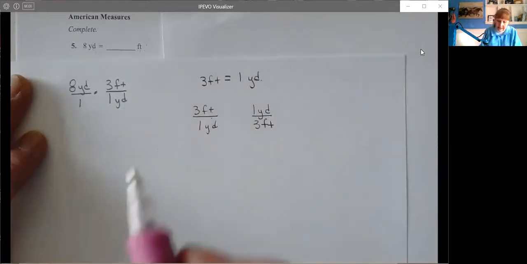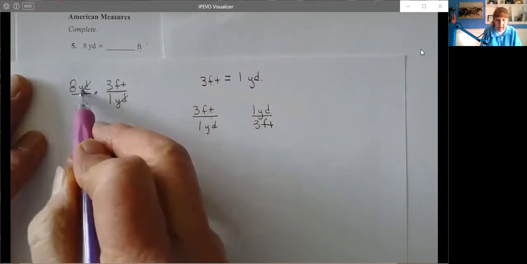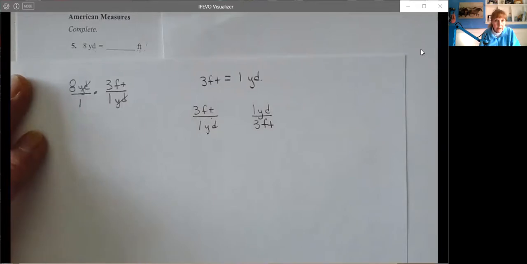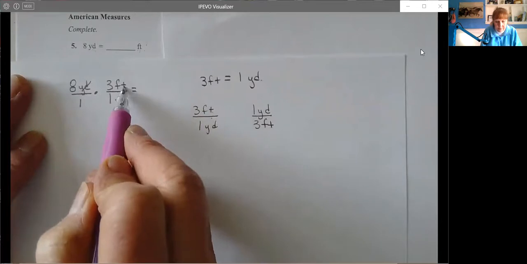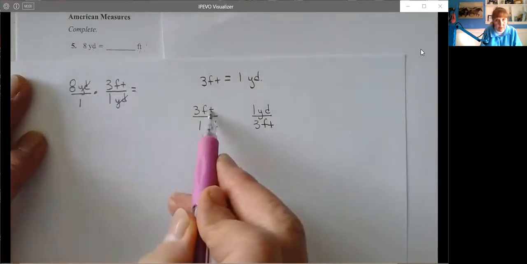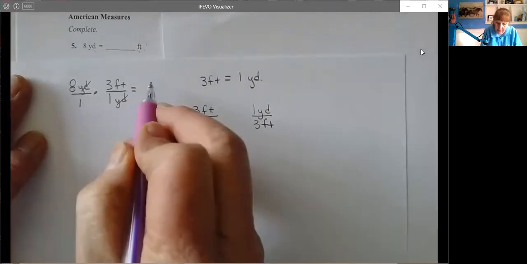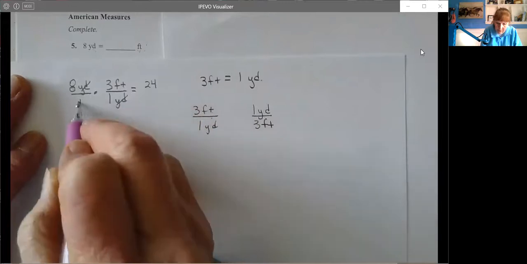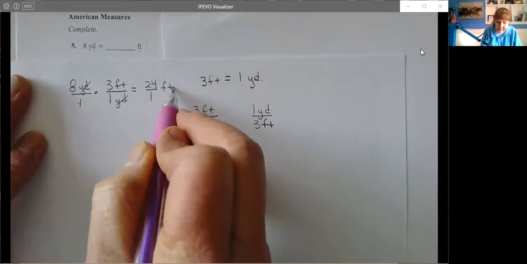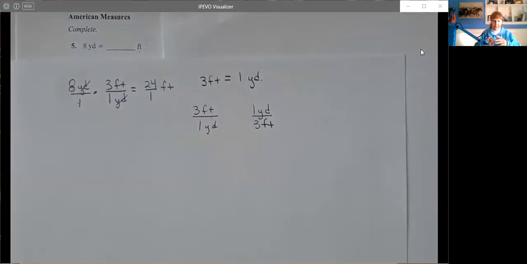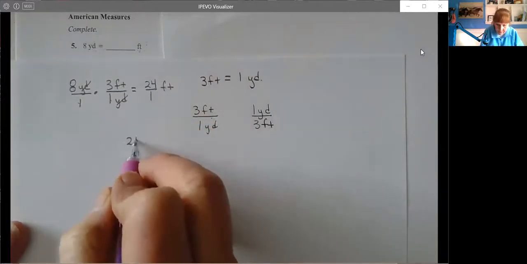Because now, if I did reduce this, the yards would cancel out. Those units cancel. And I'm left with the 3 feet in the numerator. That's what I wanted, so that's why I use this one rather than this one here. And let's see, 8 times 3 is 24 over 1, and I have feet here. Now, my math lab probably is not going to like 24 over 1. They're just going to want 24.